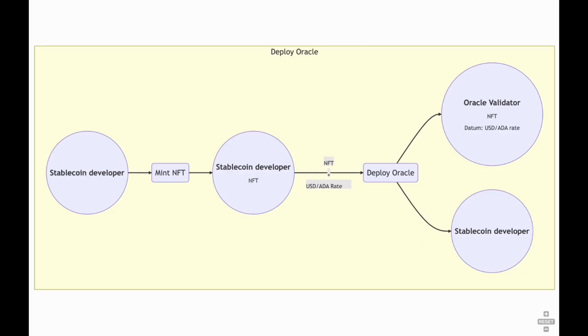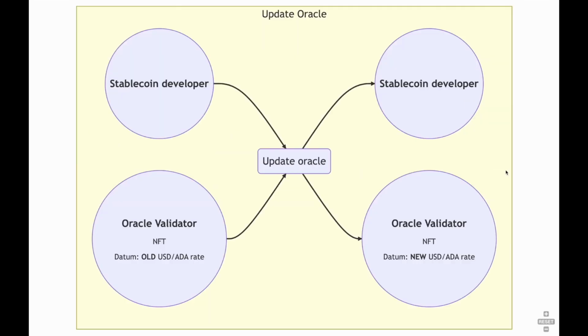So the oracle needs to be updated, of course, regularly as the ADA to US dollar price changes. And to update it, basically we consume the UTXO where the datum holds the current rate, and we replace it with the updated one. So what the oracle validator needs to check is that the input contains this NFT, the output will contain it again, and that the datum is well formed, and that importantly the transaction is signed by the operator or the developer in this case, so that not anyone can just update it.